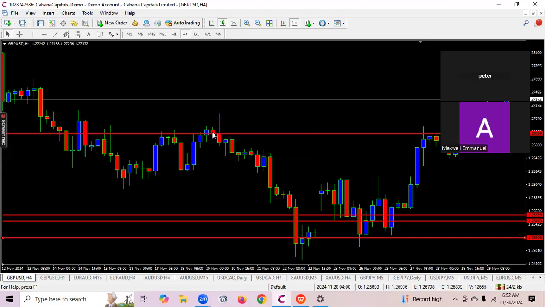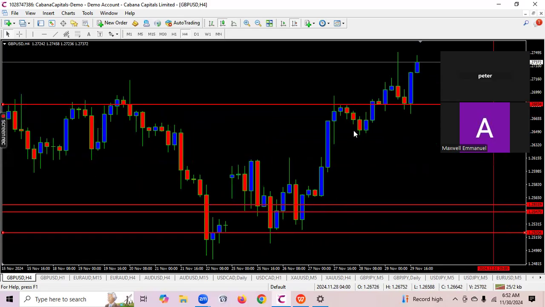But if the body of this candle was bullish, just like what we have here, can you see this? This is also a spinning top. And you can see the preceding trend before the formation of this spinning top is bullish.